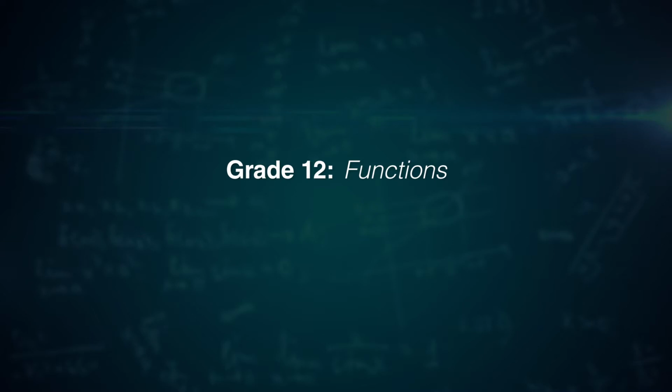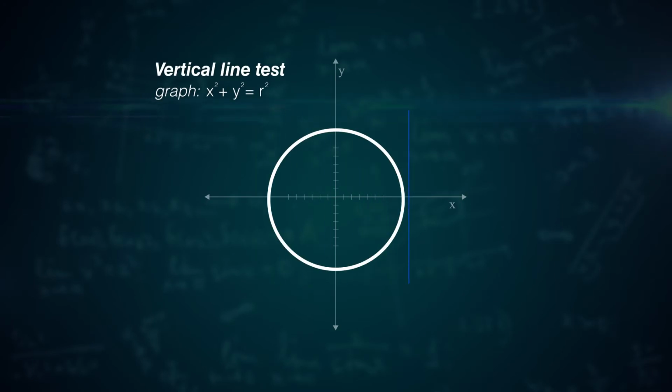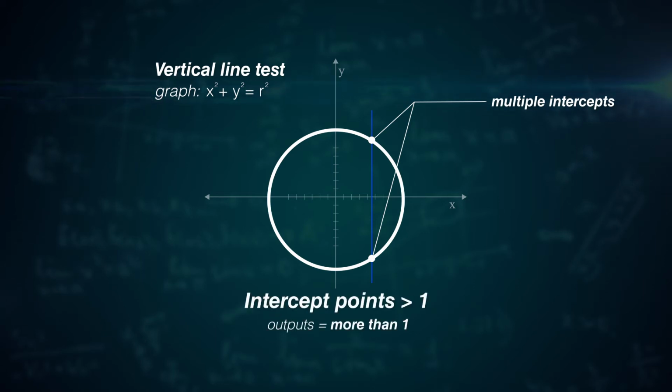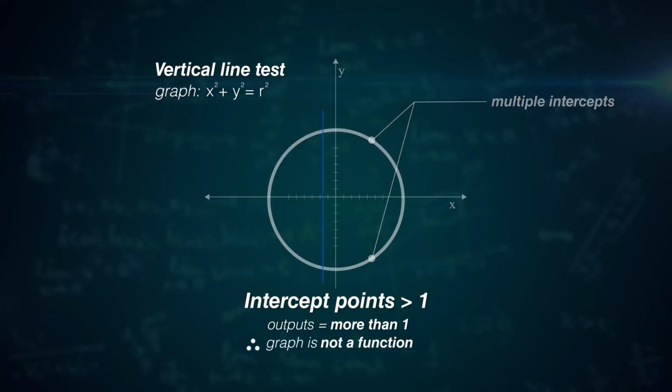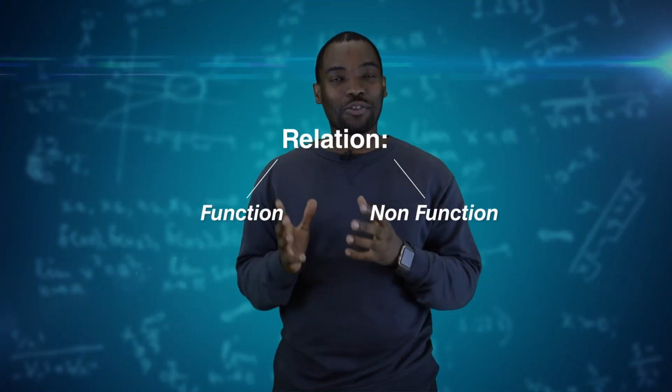In grade 12, this ties into the vertical line test, which is used to prove if a graph is a function or not. This can be done by moving a vertical line across the graph and determining the number of intercept points we have. The number of intercepts the graph has is equal to its number of outputs. Therefore, if there is more than one intercept, there are many outputs, and the graph is not a function. However, if there is only a single intercept, then there is only a single output, and the graph is therefore a function.